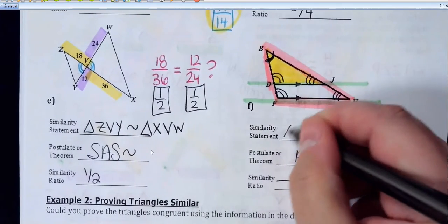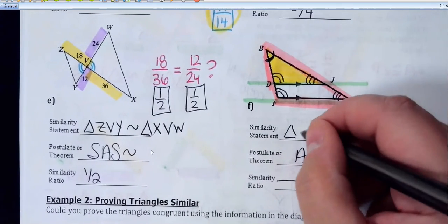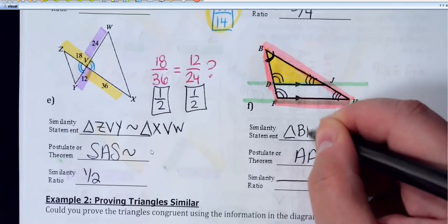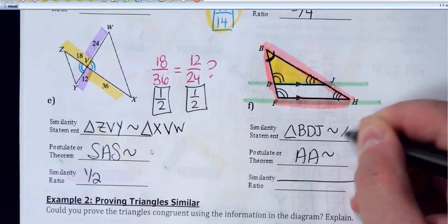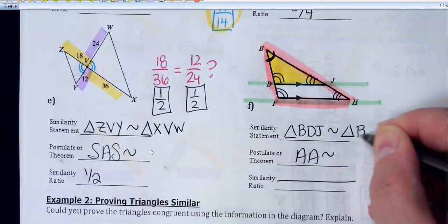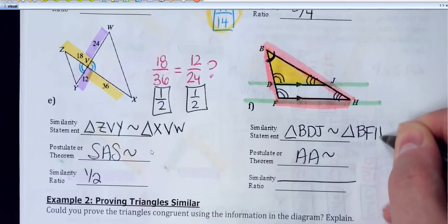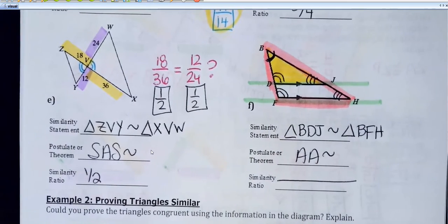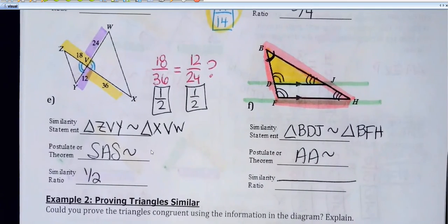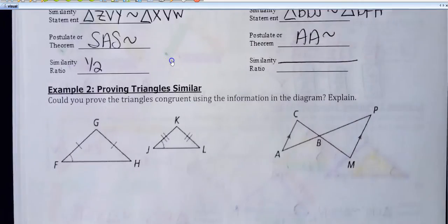And I'm going to say here, we call the little bitty one, BDJ is similar to BFH. Again, I don't have any side lengths given to me, so I can say they're similar, but I can't tell you the similarity ratio because I don't have enough information. You just leave that blank, or write none or not enough information, whatever is easier for you.